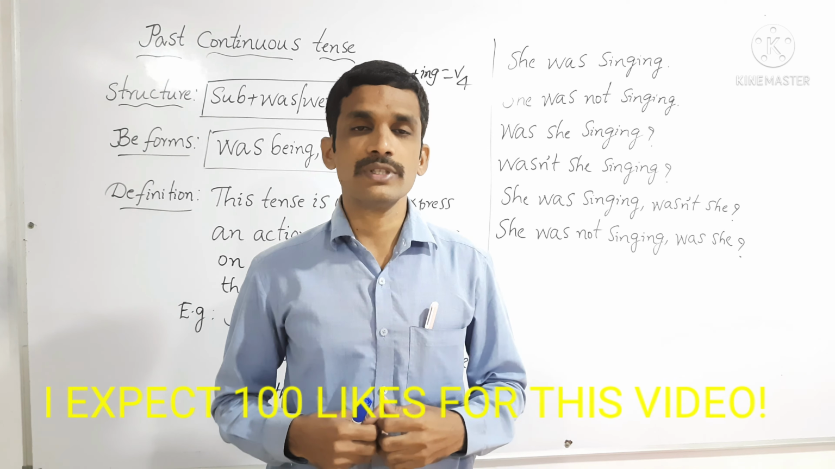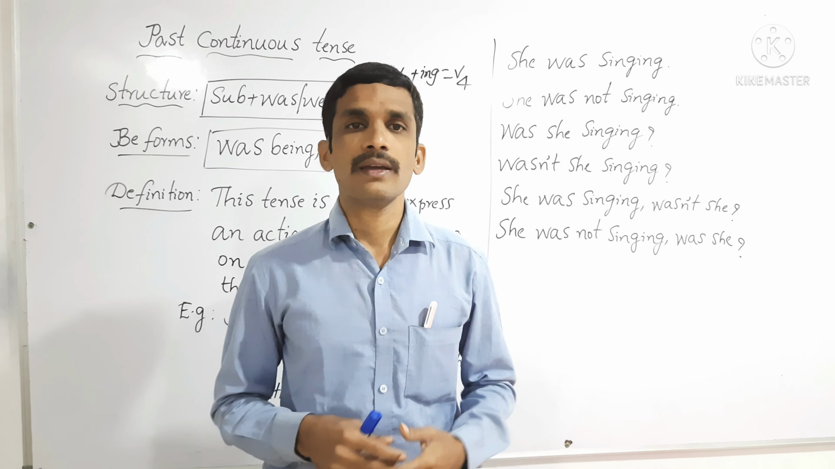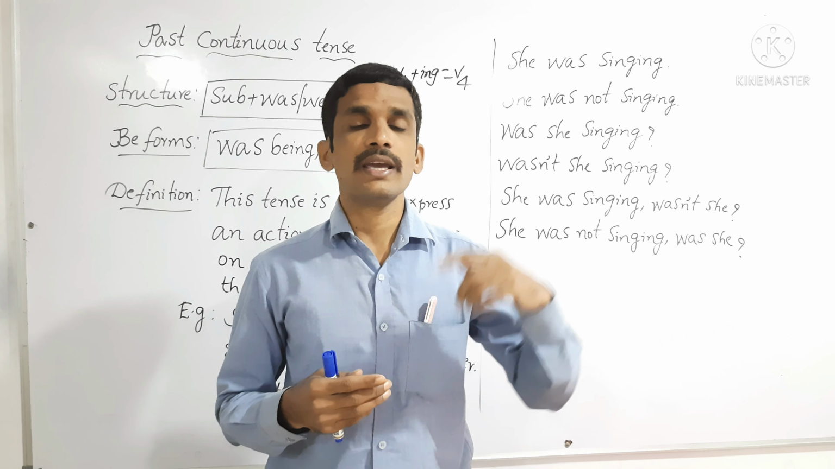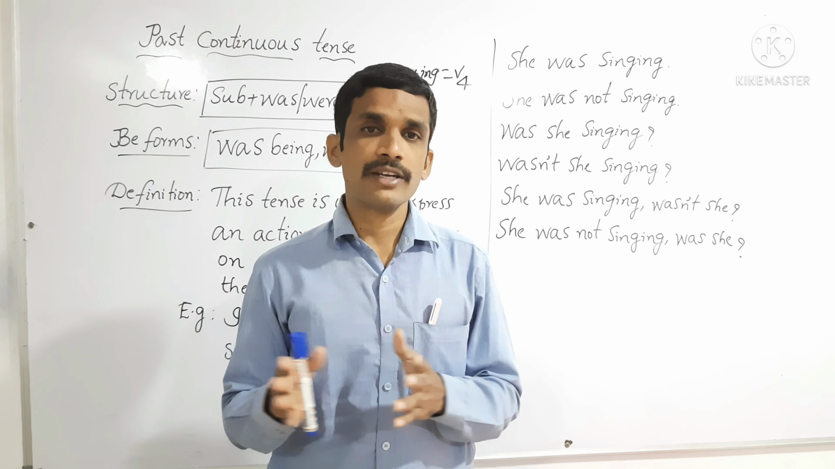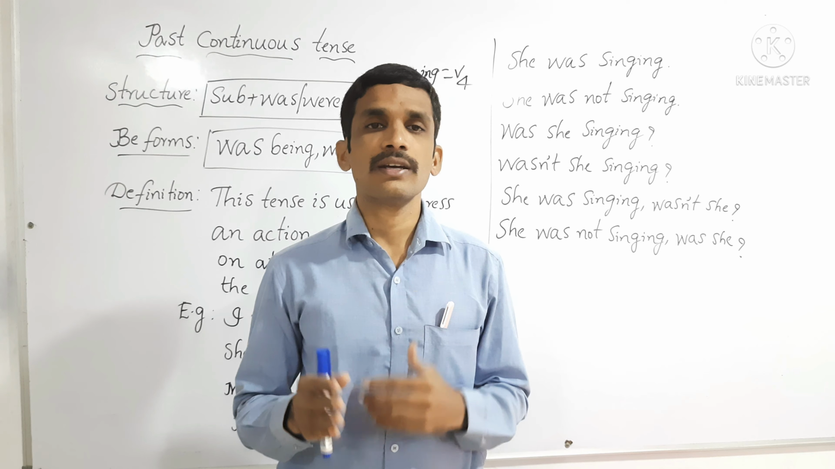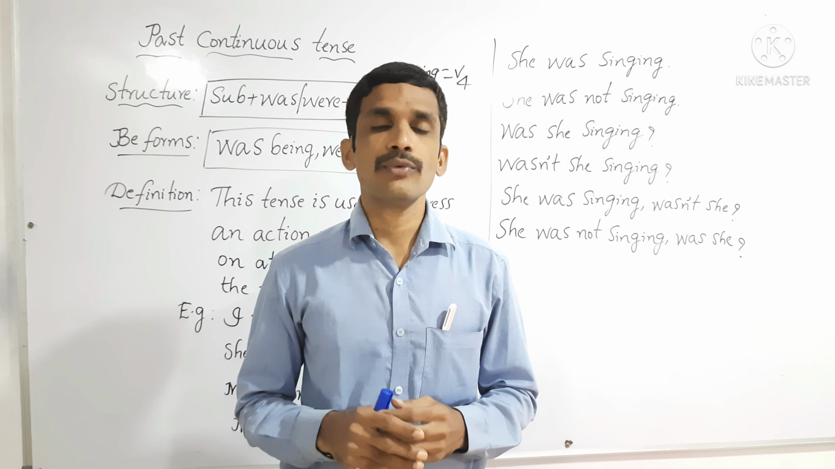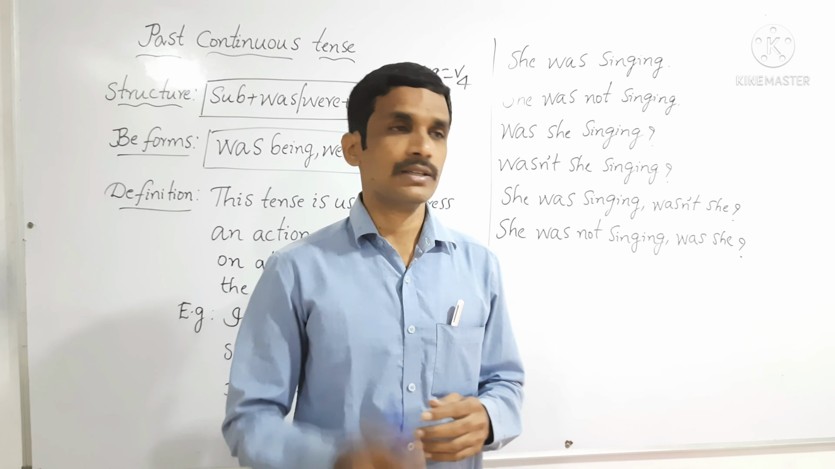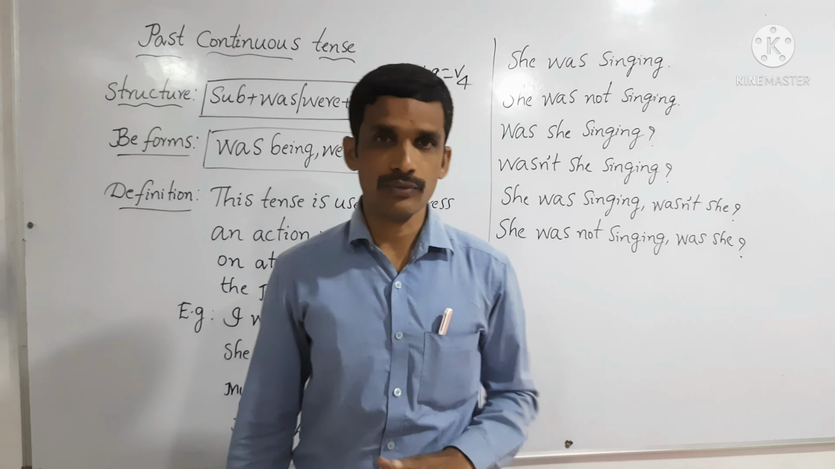For example, you is the subject. You were, we were, they were. With the remaining subjects he, she, it, I, we have to write was. After that, V4. V4 is nothing but base form plus ing form.